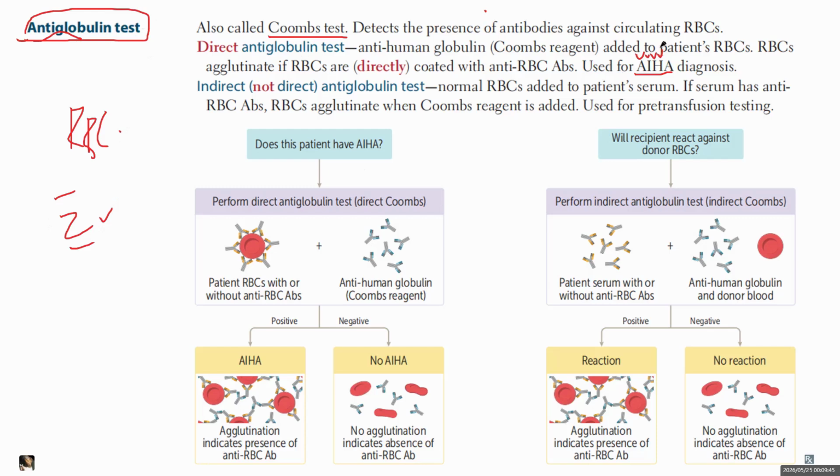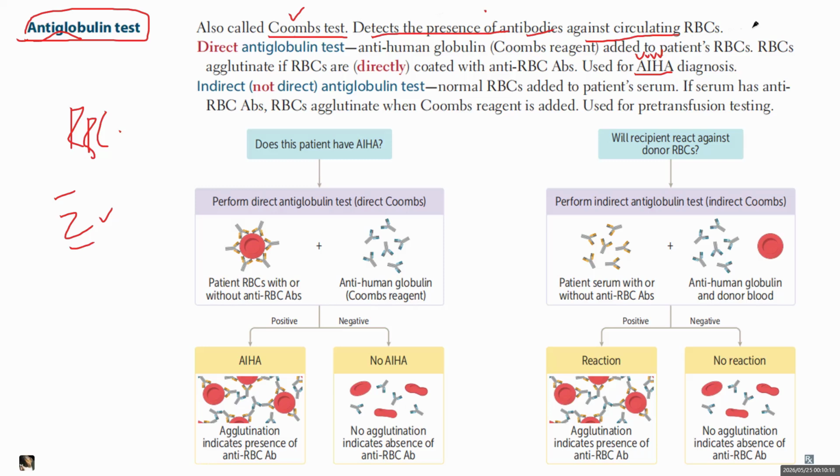Let's begin with one of the fundamental ideas: red blood cells normally circulate freely in the blood, but sometimes antibodies bind to the red blood cells. When antibodies bind to these red blood cells, they can mark them for destruction by the immune system. So the Coombs test helps us detect these anti-red blood cell antibodies, the antibodies circulating against the red blood cells. This is the major concept that you have to remember.